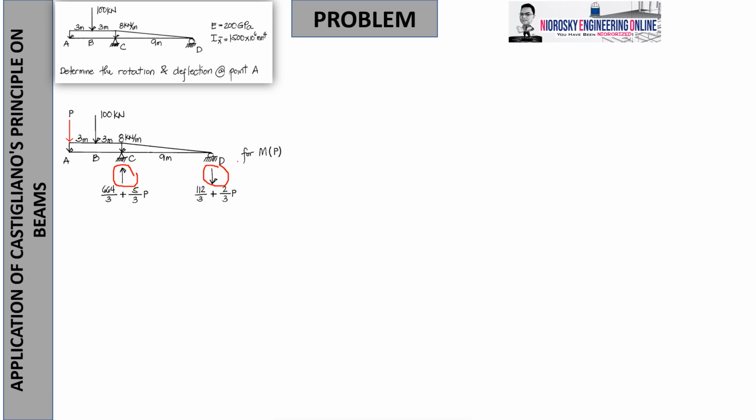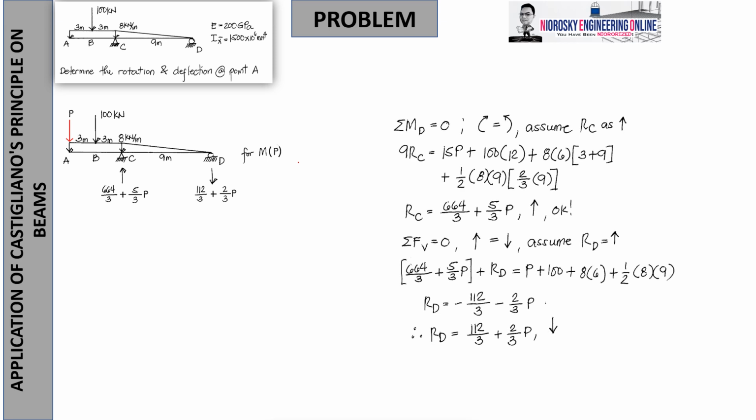Note that this is for M as a function of P. Meaning our function of our reaction will also be a function of P. Now what we did is this, you just take statics as an advantage. So therefore, calculating the reaction at C, so this is assuming RC.